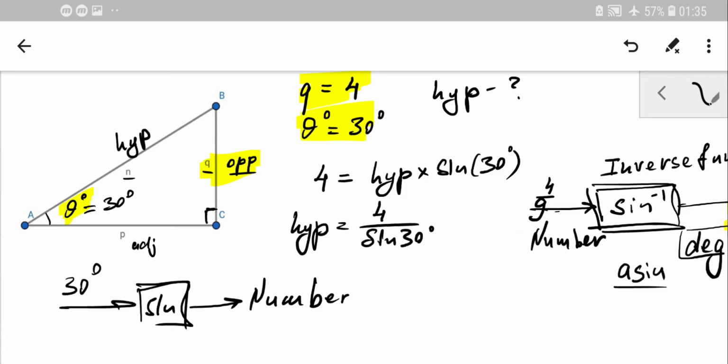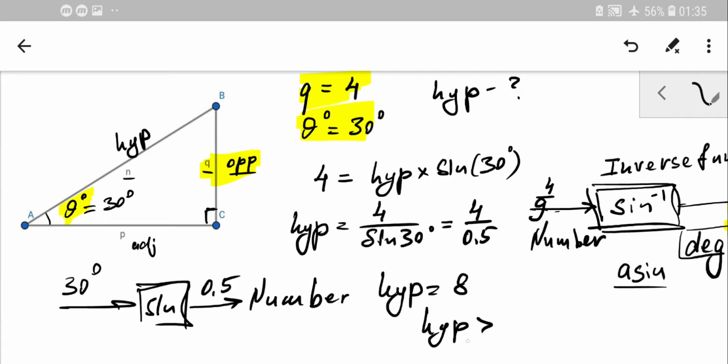I know that's the standard value. So sine 30 is 0.5. Now you're taking 4 divided by 0.5. So hypotenuse in this case, 4 over 0.5, is 8. So guys, in which way can you check your answer? Look, hypotenuse is the longest side, so it always should be more than any leg, any opposite or adjacent leg.